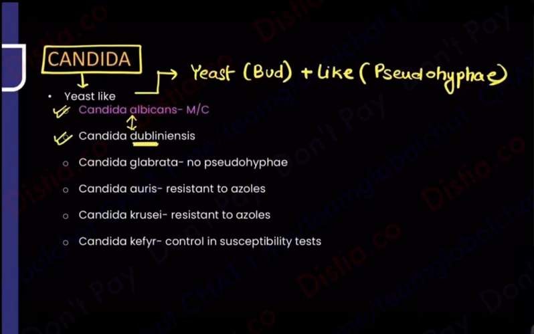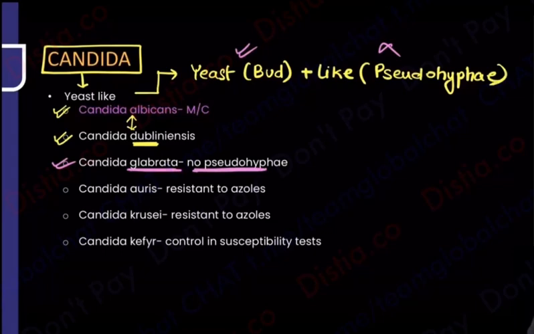Other than that, we have something known as Candida glabrata. Glabrata sounds like ghabrana. Ghabrana means you are going to leave everything very quickly. You're very scared of something. So it says, okay, I will show you budding. I won't show you pseudohyphae. I don't want to show you everything. So ghabrana, glabrata, is not going to have the pseudohyphae.